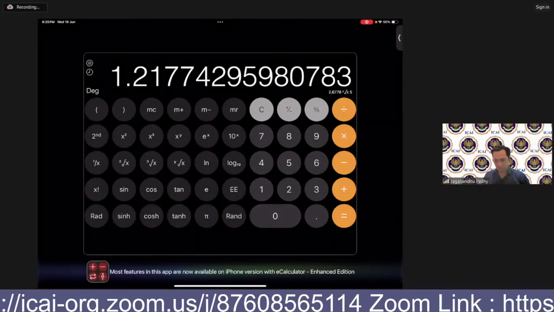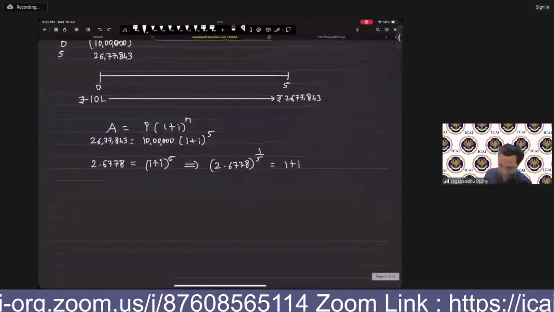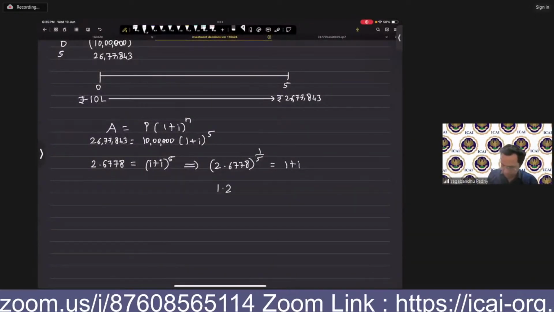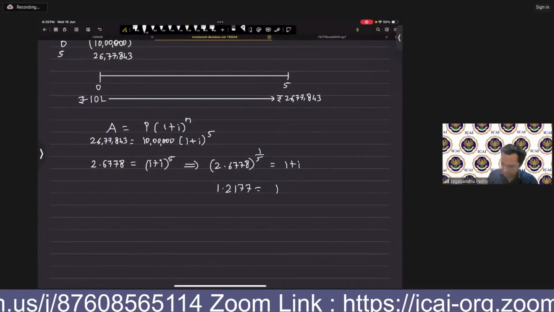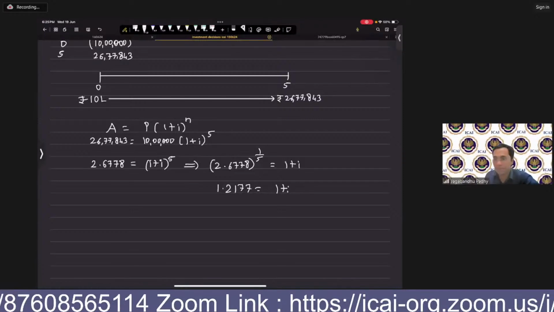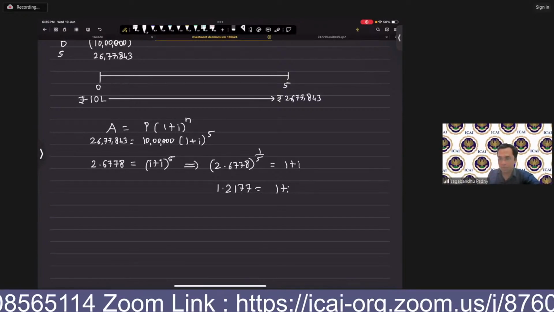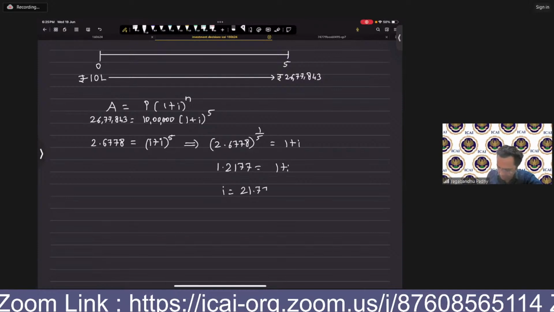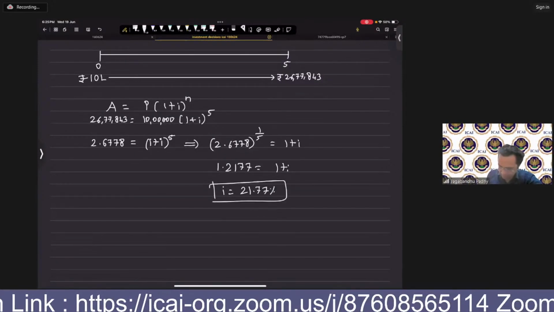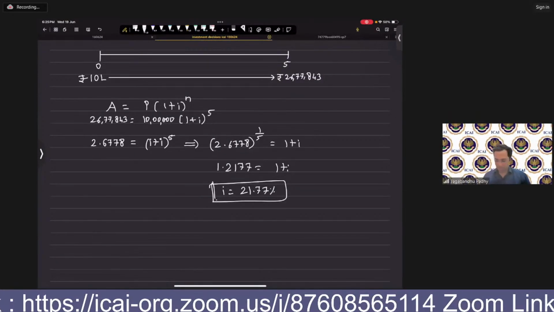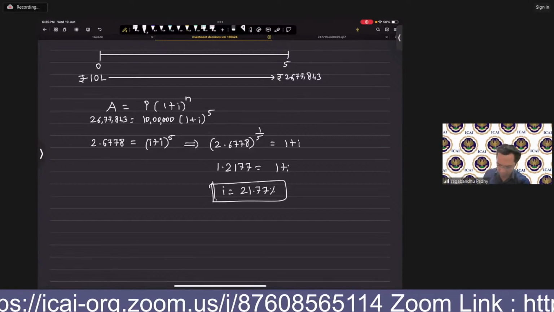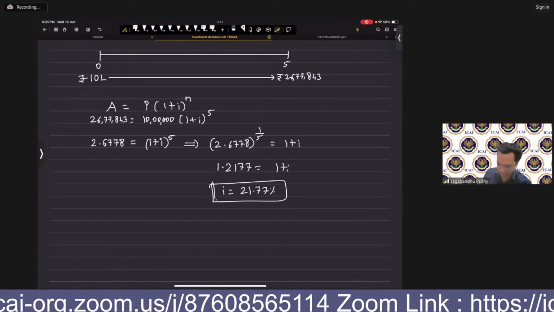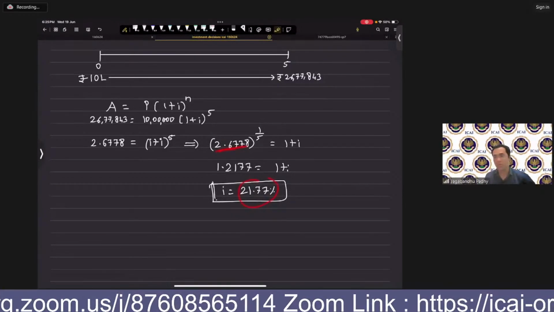Yeah, 1.2177. This is 1.2177 equal to 1 plus i. Okay, so i is basically 21.77%. So you will be provided in the exams a compounding factor at 21.77, which is 2.6778.